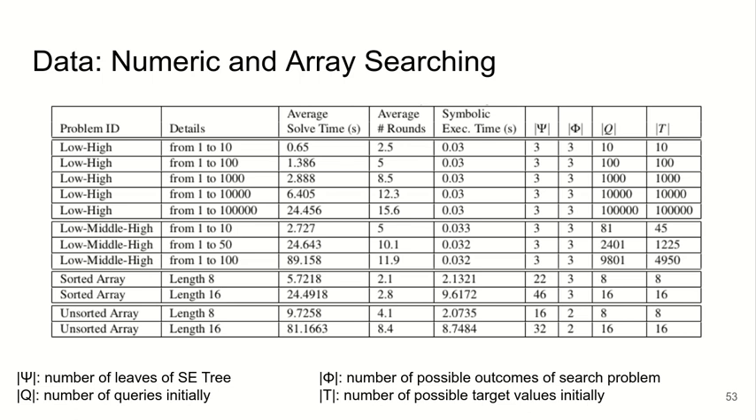We can also use the average number of rounds to determine that these games are indeed choosing optimal queries. In the case of high-low, from 1 to 100,000, binary search should take at most 17 steps, which is the ceiling of log 2 of 100,000. So seeing an average of 15.6 rounds is good.